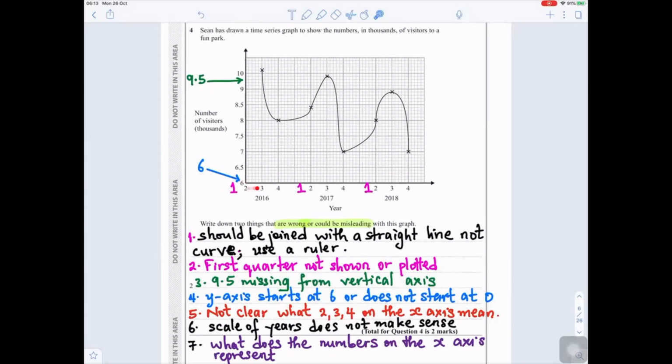Number 5, on the x-axis, it is not clear what 2, 3, 4 on the x-axis mean. What does 2, 3, 4 mean on the x-axis?